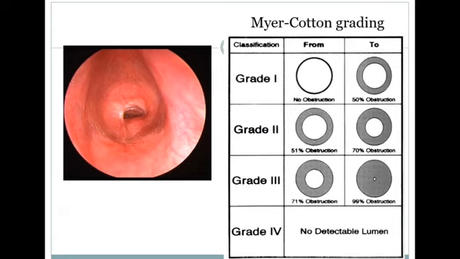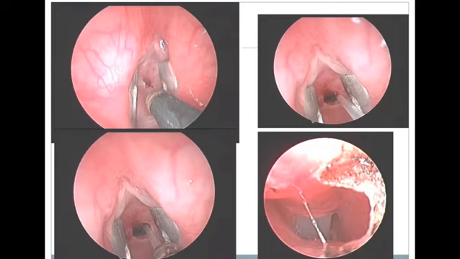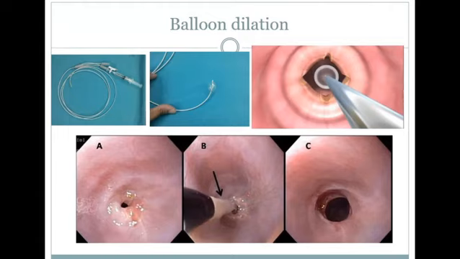You can grade the severity. Grade 4 being total occlusion. Grade 3 is more than 70% occlusion. So grade 3 and grade 4 are the severe ones. So how do we manage? Briefly, I'll show you some of the surgical techniques. You don't need to know how we do surgery. This is laser resection of the stenotic airway. This is balloon dilatation. You can dilate it with a balloon.